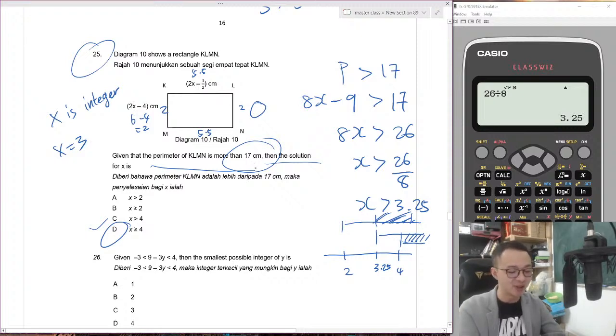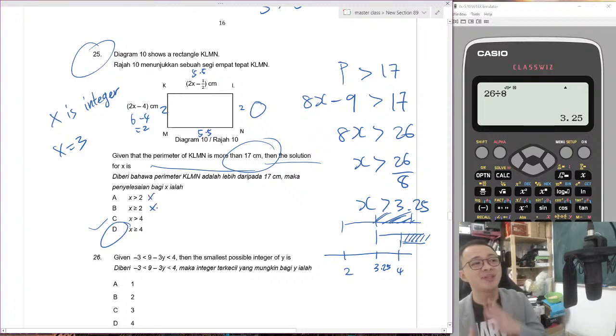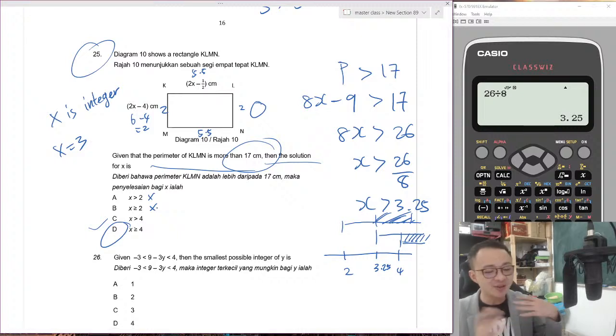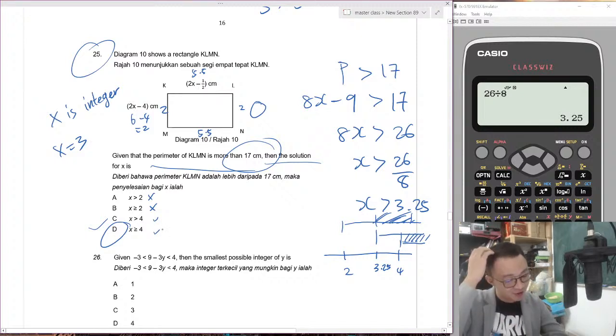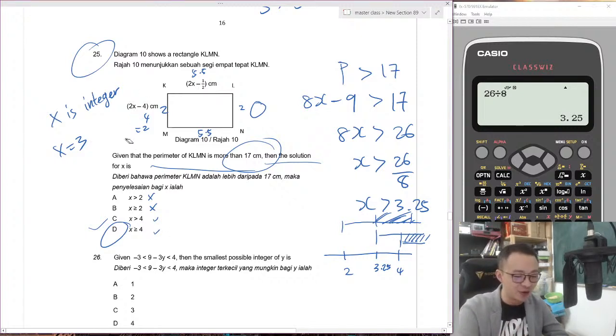Here they must say more than 17, right? So therefore A and B cannot, because A and B means you can accept the answer x equals to 3. But when x equals to 3, your parameter will not be more than 17. So its answer is either C or D. Right now, we want to know why it cannot be equals to 4. Then we try to sub x equals to 4, see what happened.